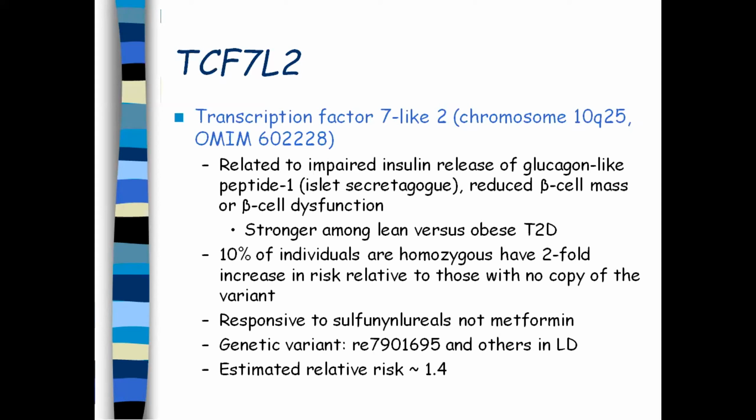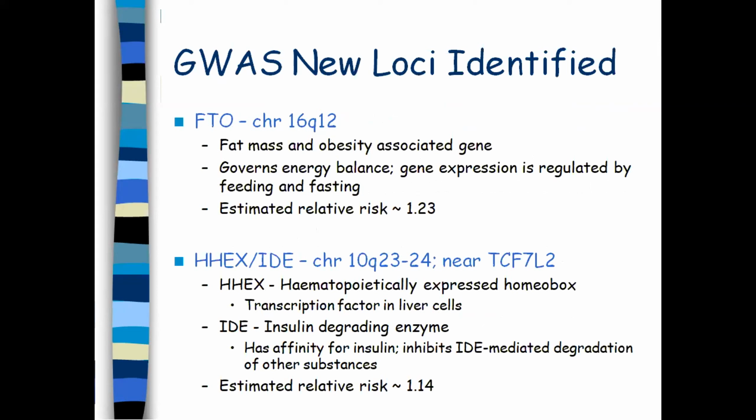GWAS identified new loci, that is FTO, chromosome 16q12, the fat mass and obesity associated gene. In the previous slide, I told you that most people suffering from obesity have a higher prevalence of type 2 diabetes, and it is associated with chromosome 16q12 and governs energy balance. Gene expression is regulated by feeding and fasting, and the estimated risk with alteration of chromosome 16q12 is 1.23%.